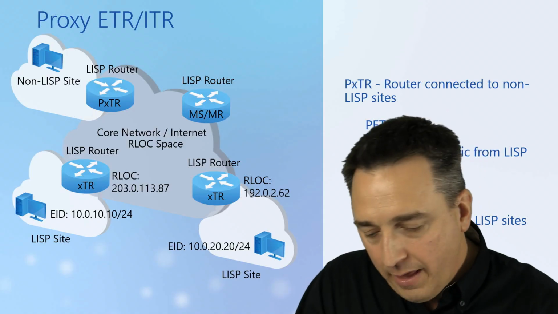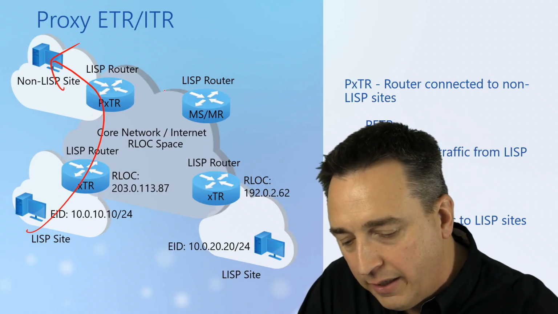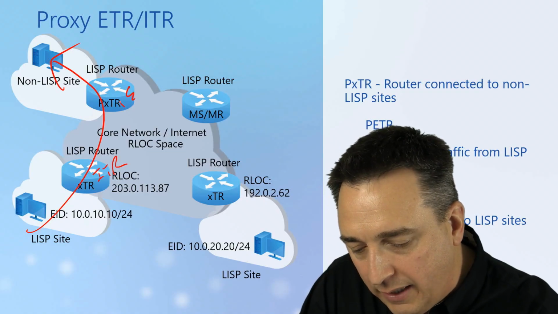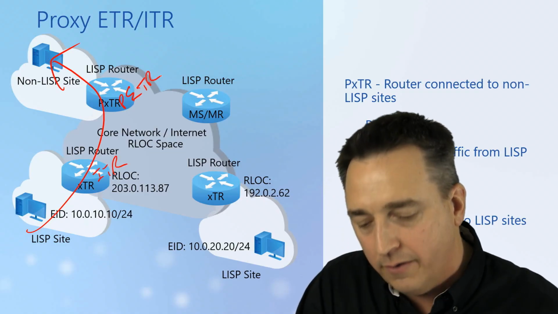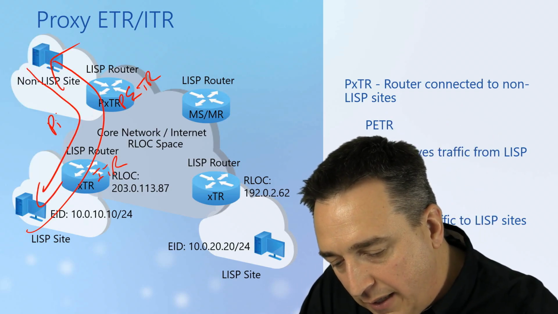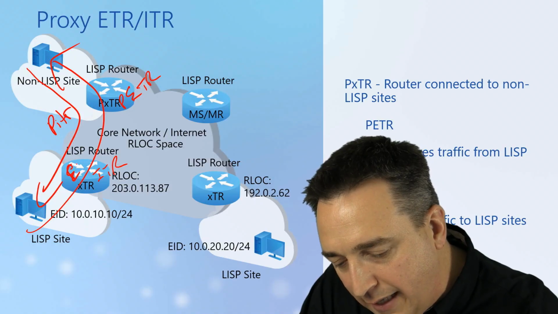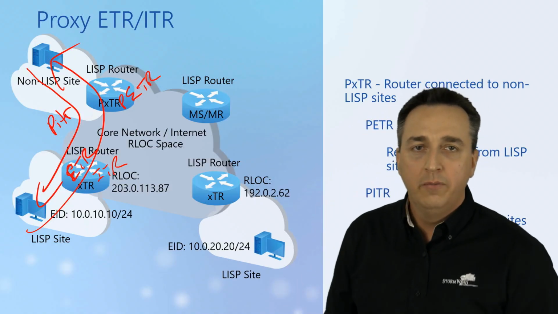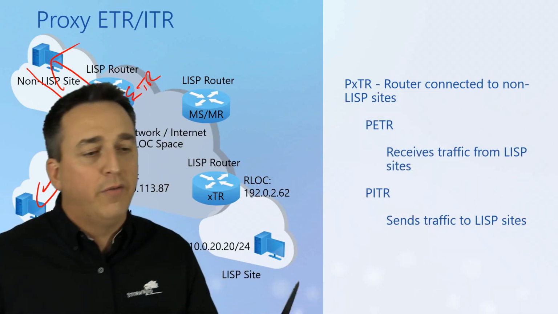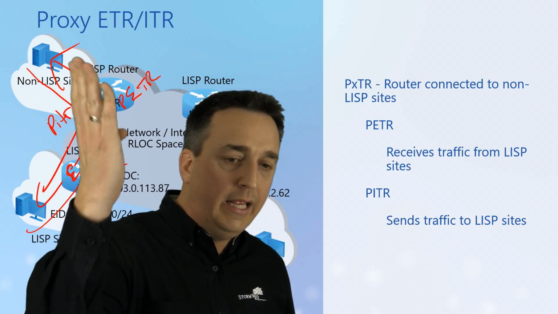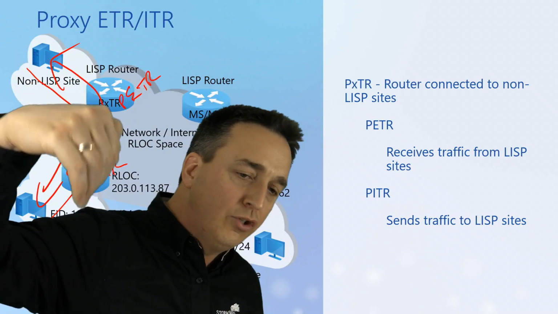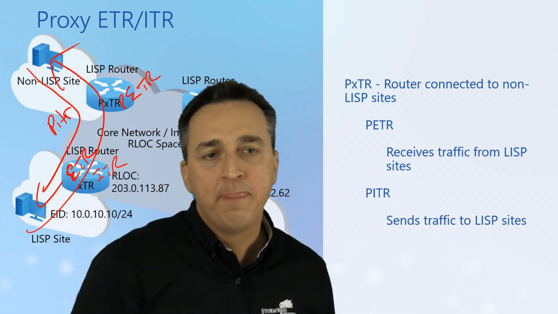So now, if I'm trying to go, for example, to the data center or the internet, this would be my ITR, and now this is my PETR. But if the traffic's going this way, then this is my PITR and my ETR. Know that for the exam. Be able to identify that in any diagrams they provide you. So the PETR receives traffic from LISP sites, and the PITR sends traffic to LISP sites in this example.